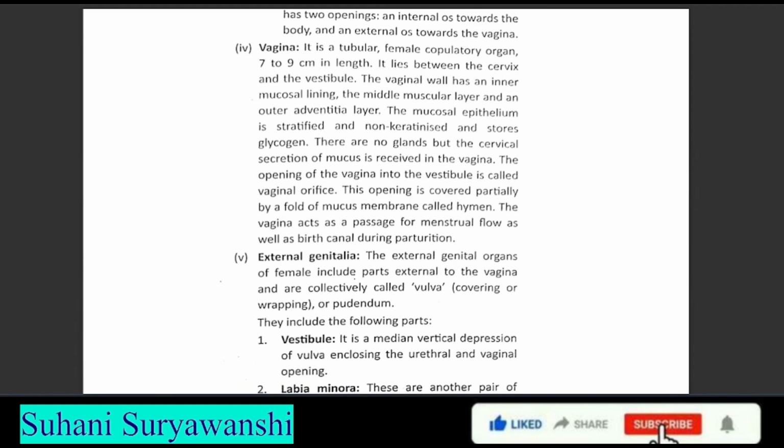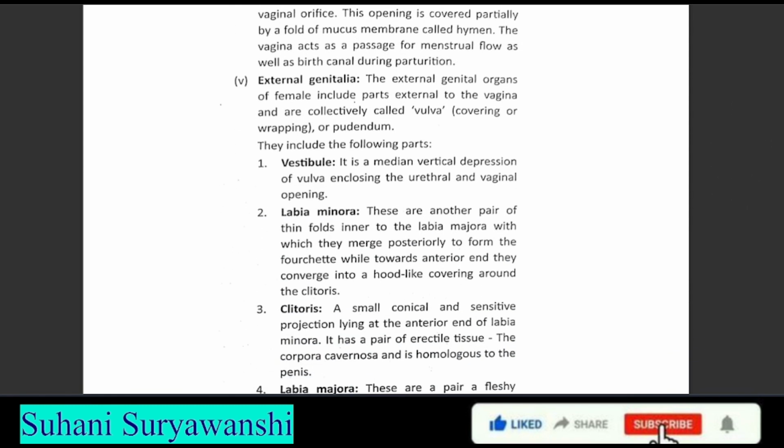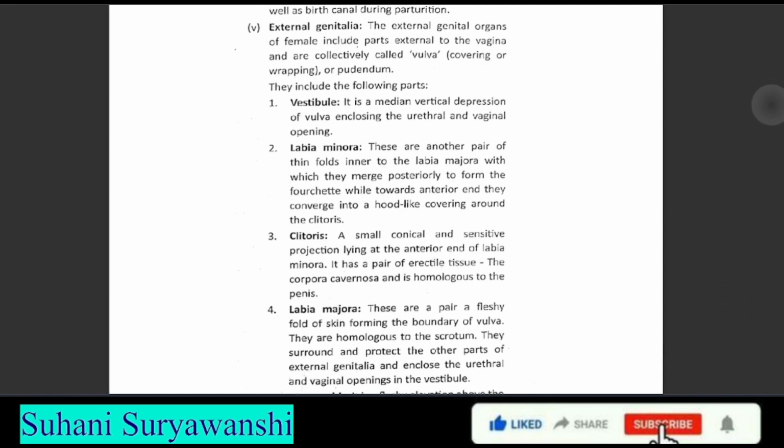Next is vagina. Again, the measurements are not required. If you want, you can skip them. Also, you just have to mention the location of the vagina and the main function of the vagina during parturition or any other. But if you want, you can also cut down all the other information. Next is external genitalia. Again, if you want, you can just write their names and just explain the functions if they are important, or you can just list them.